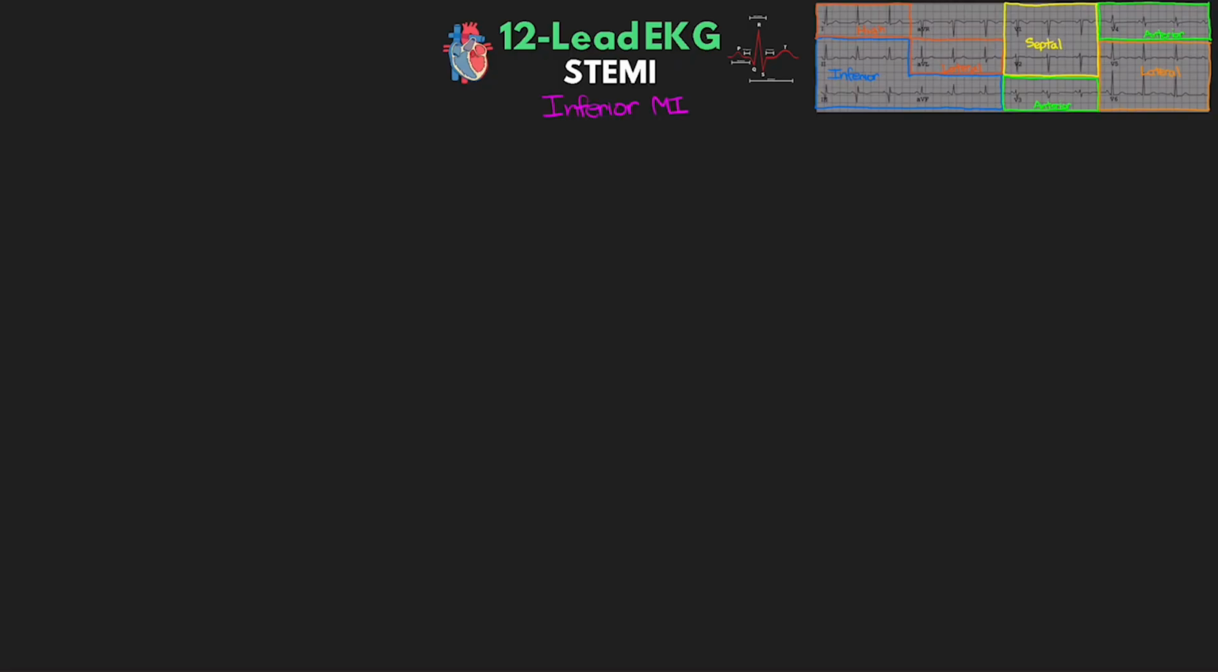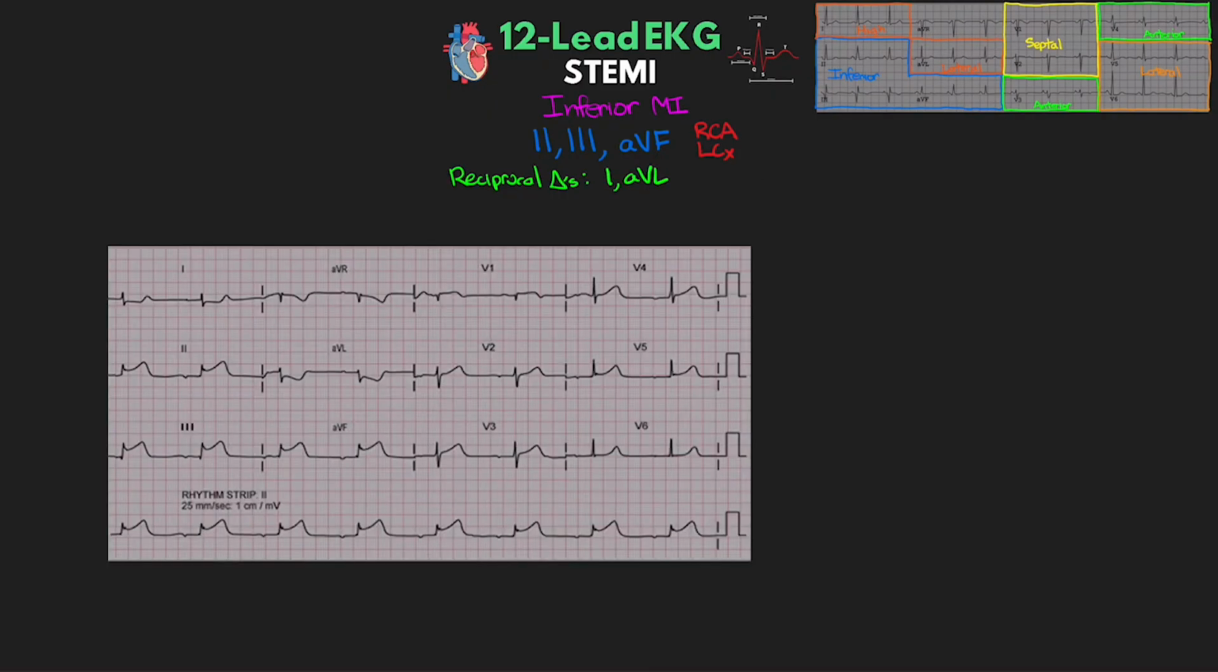So remember, this is seen with leads 2, 3, and AVF, and is typically perfused in 90% of people by the RCA, and the other 10% is the circumflex. Our reciprocal changes typically present with ST depression in the high lateral leads 1 and AVL. So if we take a look at our EKG here, you can see clear ST elevation in leads 2, 3, and AVF, along with those reciprocal changes of ST depression in 1 and AVL. This is our classic inferior wall MI.